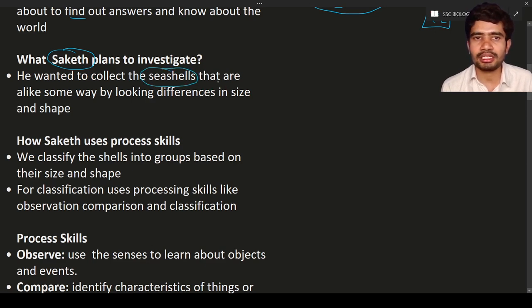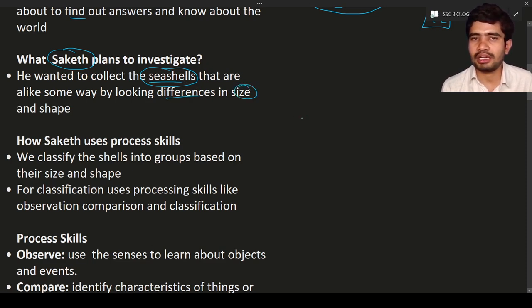Seashells are the outer layer of some organisms. In your textbook you can see the diagrams of seashells clearly. So he wants to collect the seashells, and also look at the differences in their sizes and shapes.